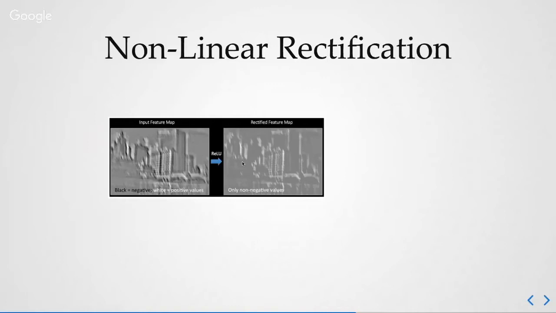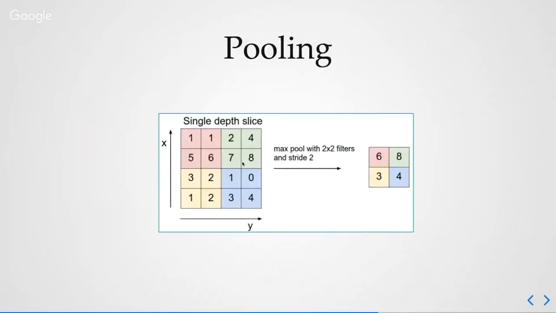Once you do nonlinear rectification, you do something called pooling. Fancy name, but very simple. You see the box 1, 1, 5, 6. What we're doing when you do max pooling is essentially taking the biggest value there. So for 1, 1, 5, 6, you just take 6. And this is pretty ingenious because this reduces the image size even more.